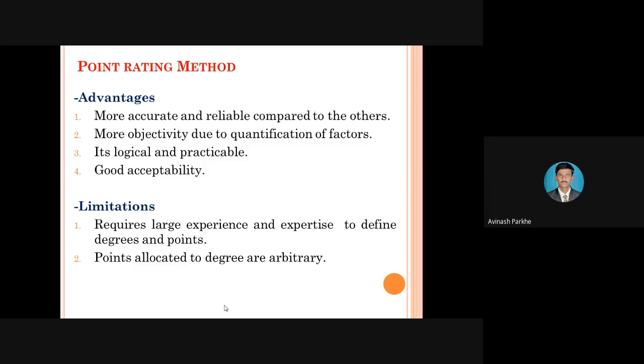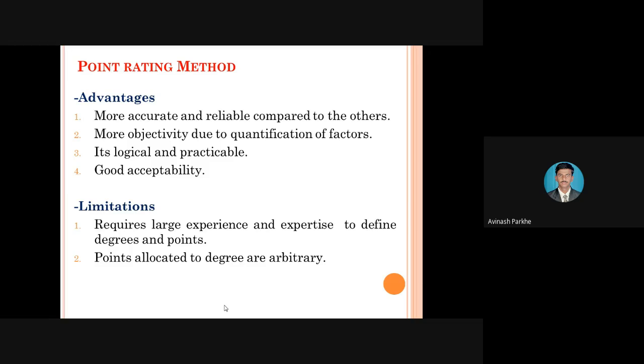Whenever I have to decide the weightage of each and every factor, or the degree, it should not be done by the operator, worker, or supervisor. Highly skilled, experienced persons are required to decide the weightage and the degree, and the points allocated to the degree are arbitrary. So sometimes some errors can take place, and some acceptances and rejections also take place. So there are some disadvantages for point rating.